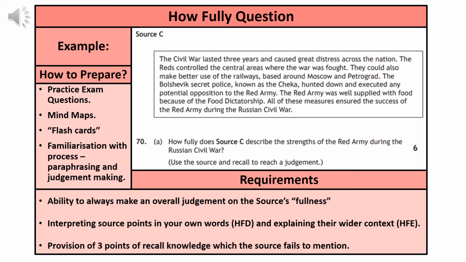Now, they gain that through practice, again through the use of exam style questions and building up their knowledge through the use of mind maps and flashcards. So the combination of the practice using the source and the knowledge gained from the mind maps and the flashcards, we should be on a winner, 6 out of 6 for a how fully question. And again, putting that into the wider context for the how fully explain question.